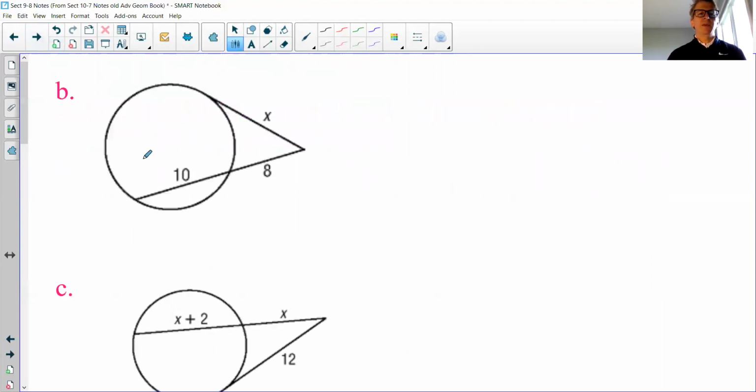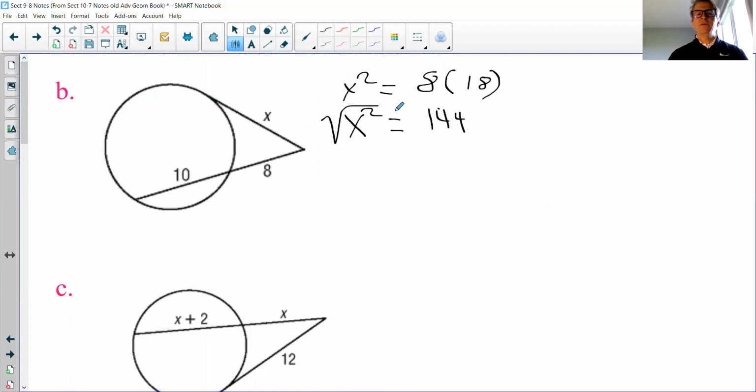Letter B, you have the x. So we're going to take that and square it. And that will equal the 8 times the 8 plus 10, or 18. Okay, so x squared then is equal to 144. And take the positive principal square root of 144, you get x is 12.